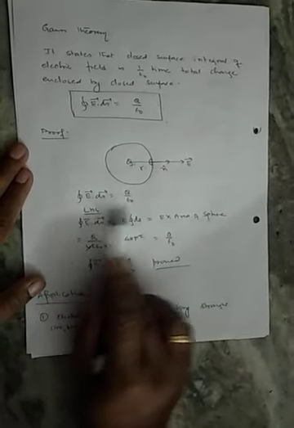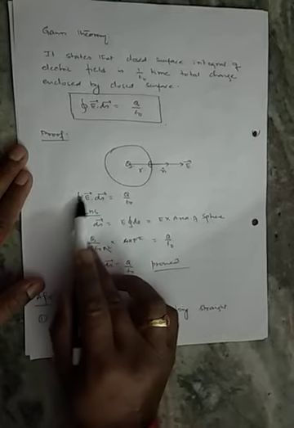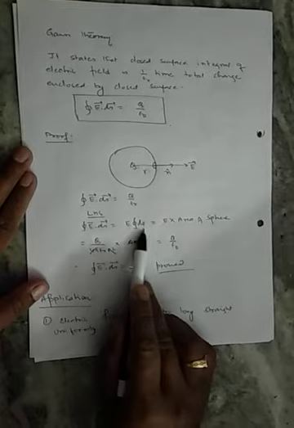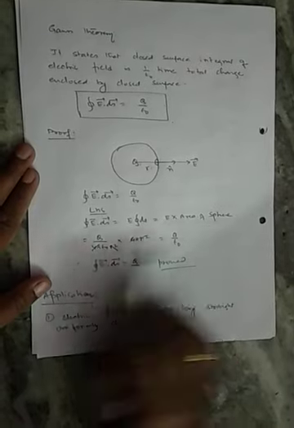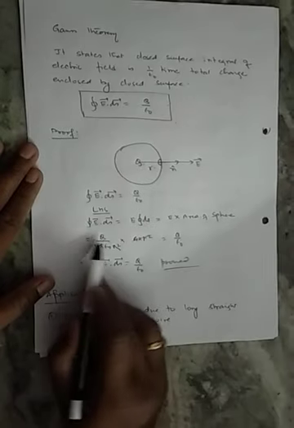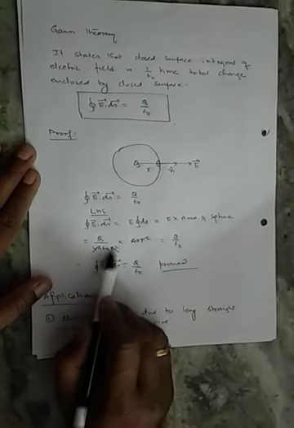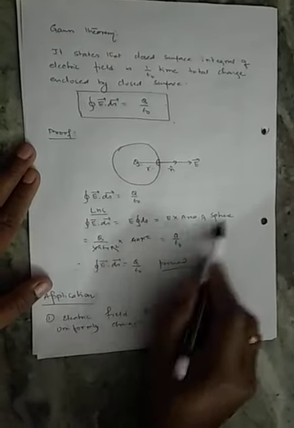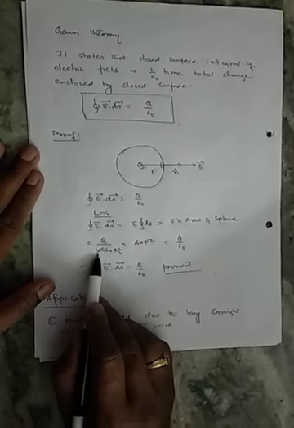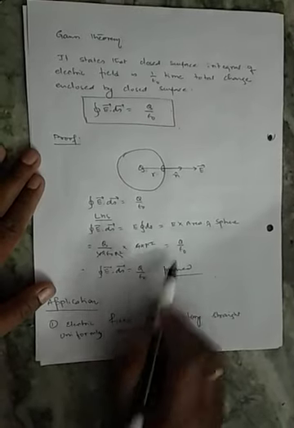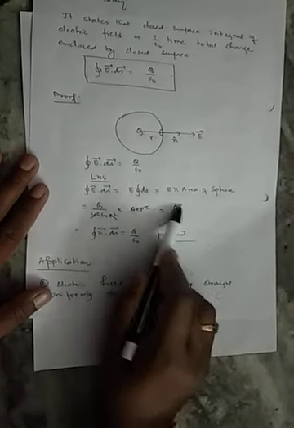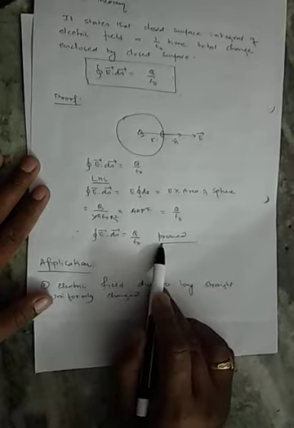Since this is the equation which we are required to prove, I am taking the LHS and I'll try to get the RHS. LHS: E dot ds, E ds, E into area of the sphere. Electric field due to a single charge, already calculated in the earlier class, is Q by 4π ε₀ R², and the area of the sphere is 4πR². So the 4πR² cancels, and we get Q by ε₀. Hence we started with E dot ds and we are getting Q by ε₀, which proves Gauss theorem.